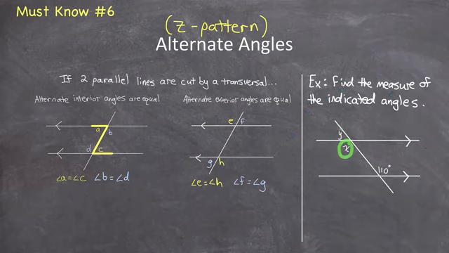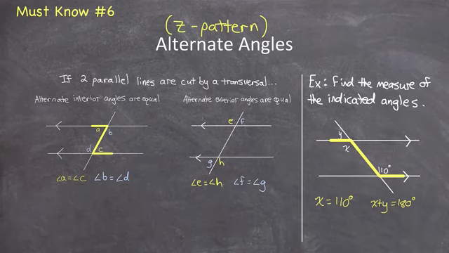I notice that X and 110 degrees are alternate interior angles, and I can draw that Z pattern so you can see that. Notice how they're both angles inside of that Z I drew. So I can say that X is equal to 110 degrees. The next thing I notice is that angle X and Y are supplementary. Those two angles form a straight line, so I know they add up to 180 degrees. And I know angle X is 110, which means angle Y must be 70 degrees.